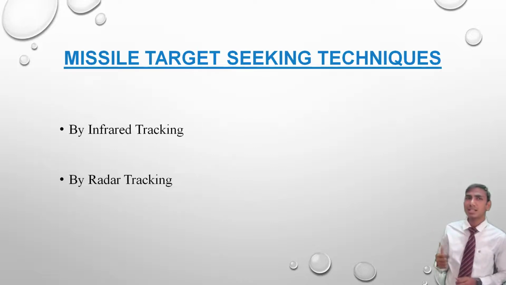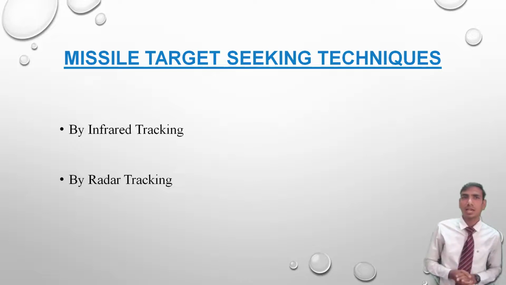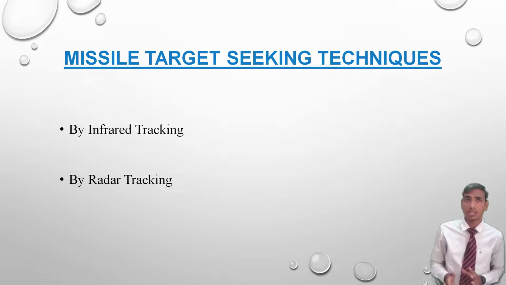Now, missile target seeking techniques. The first one is infrared tracking, where heat-seeking missiles are designed to follow heat sources such as the jet exhaust of an aircraft. And the second one is radar tracking. It is also a form of anti-aircraft missile which uses radar to locate its targets.